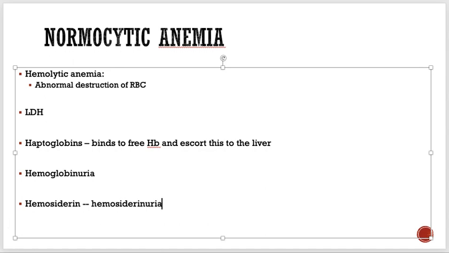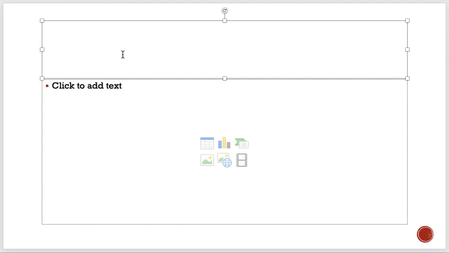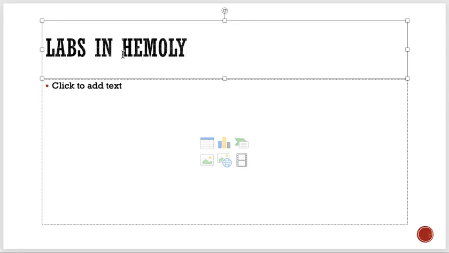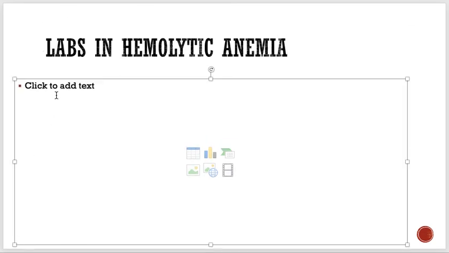So simply, now what are our final findings? You can say labs in hemolysis or hemolytic anemia. What will be the result of labs? Number one, you are going to check the Hb.